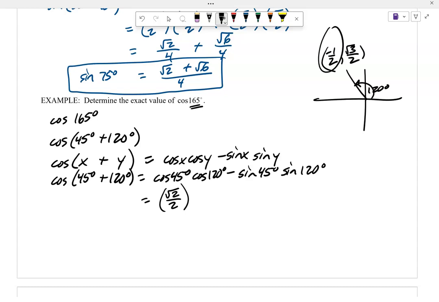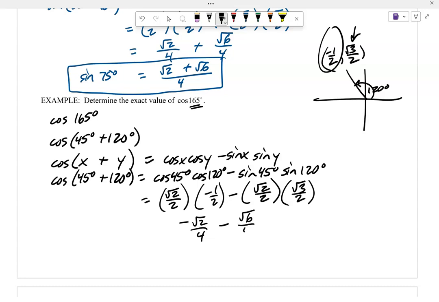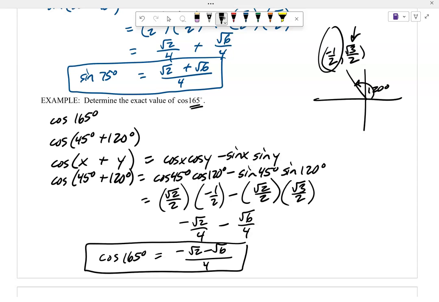So the cosine of 120 degrees is negative a half. Then I look at the 45, sine of 45, the y value, root 2 over 2. And then I look at the sine of 120 degrees, root 3 over 2. And so we got negative root 2 over 4 minus root 2 times root 3, root 6 over 4. So the cosine of 165 degrees is negative root 2 minus root 6 all over 4. And there's your exact value for cosine 165 degrees.